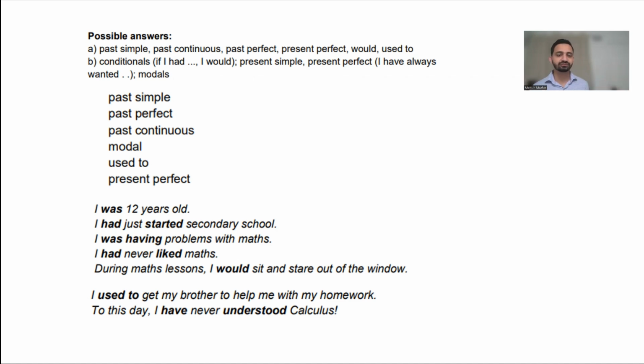This is just an example to give you an idea of what kind of tenses you can use when explaining things about the past. During math lessons, I would sit and stare out of the window. A modal is used here. I used to get my brother to help me with my homework. So it's about talking about a habit in the past. You would use "used to". I used to get my brother to help me with my homework. To this day, I have never understood calculus. This is present perfect tense here.